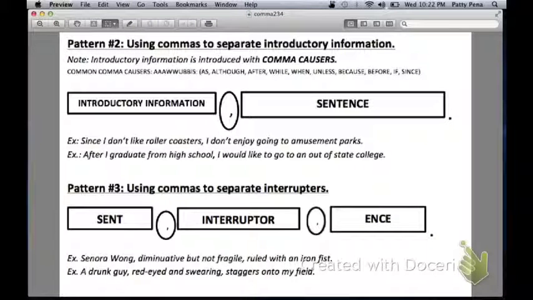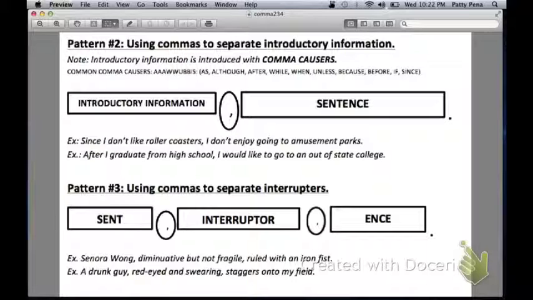So today we are going to continue with punctuation rules and how to use commas correctly. Yesterday we talked about how to use commas to join two separate sentences and thus create a compound sentence. Today we're going to talk about how to use commas to separate information in a sentence. Yesterday we talked about commas being used to join. Today we are going to learn about commas being used to separate.